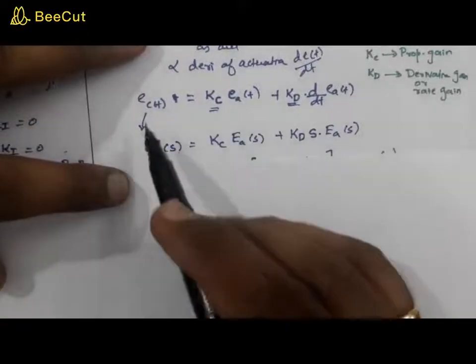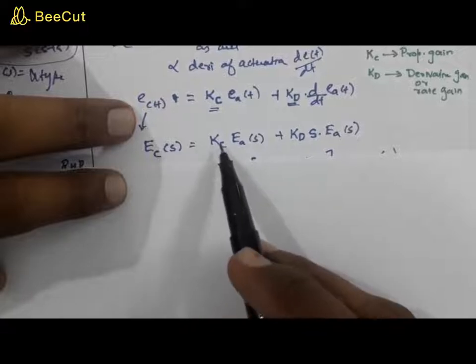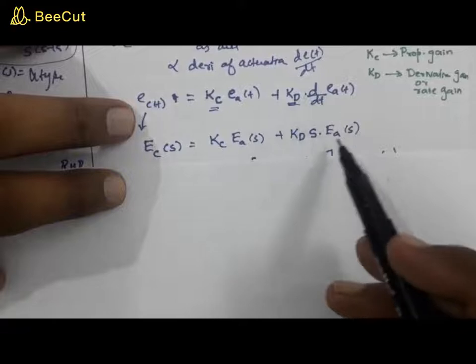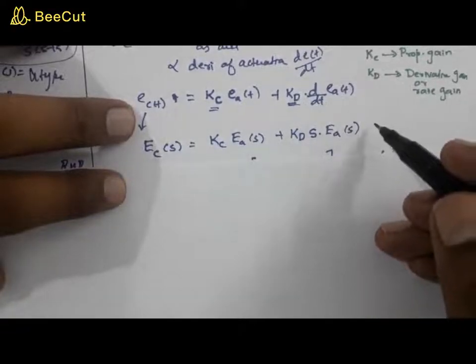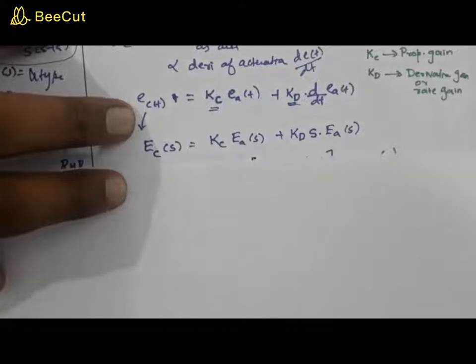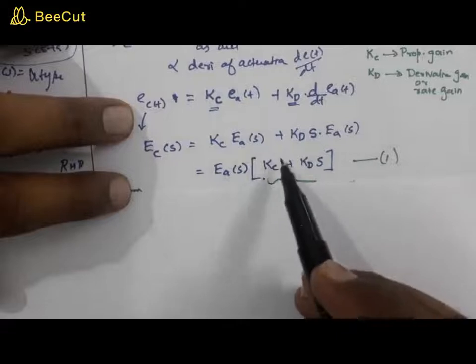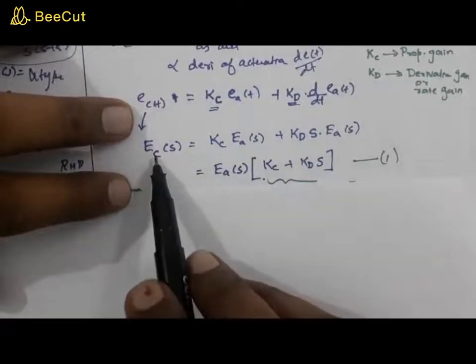When you apply the Laplace transform, EC of t becomes EC of s is equal to Kc into EA of s plus Kd into s into EA of s. So all these things you know. Here you will be assuming the system to be a relaxed system, or the initial condition is 0. Now you can take EA of s outside, so this becomes Kc plus Kd into s into EA of s is equal to EC of s.